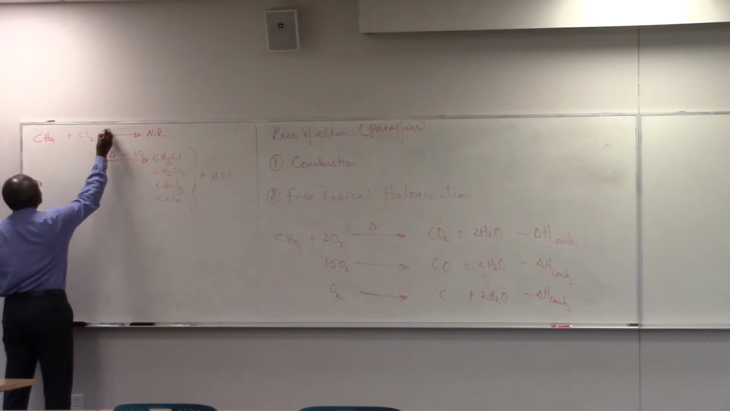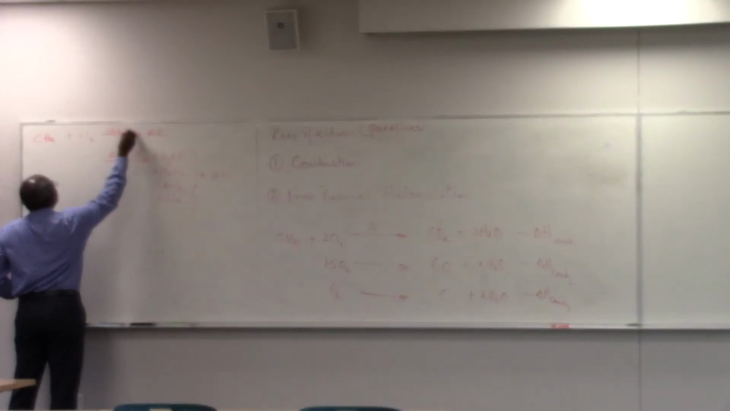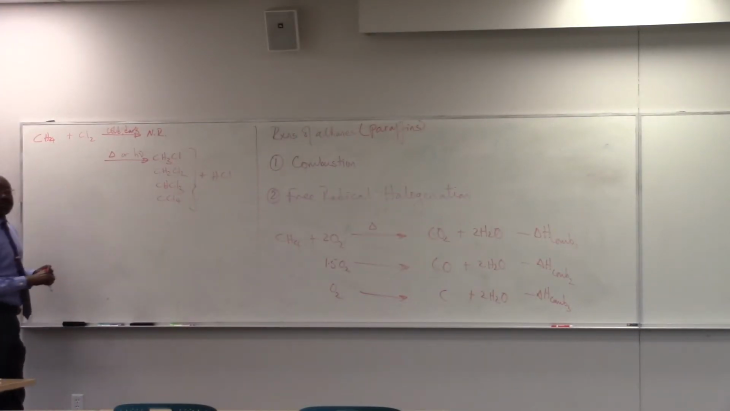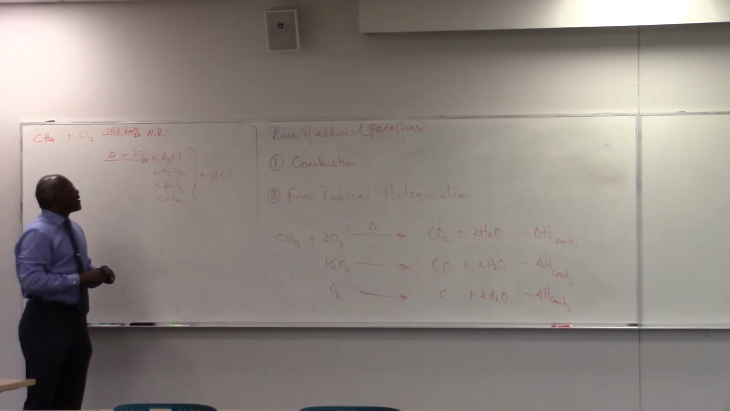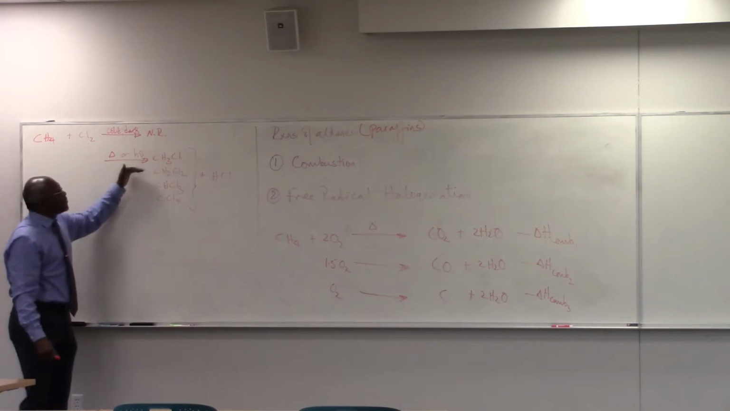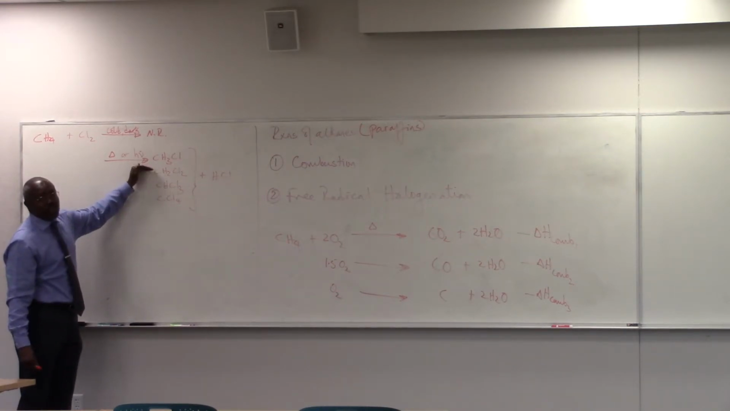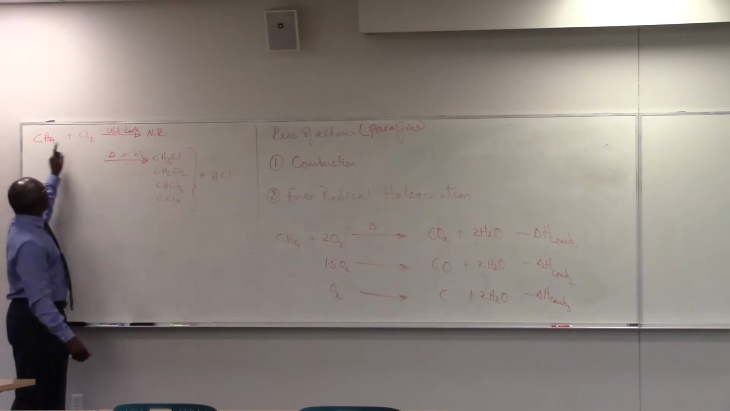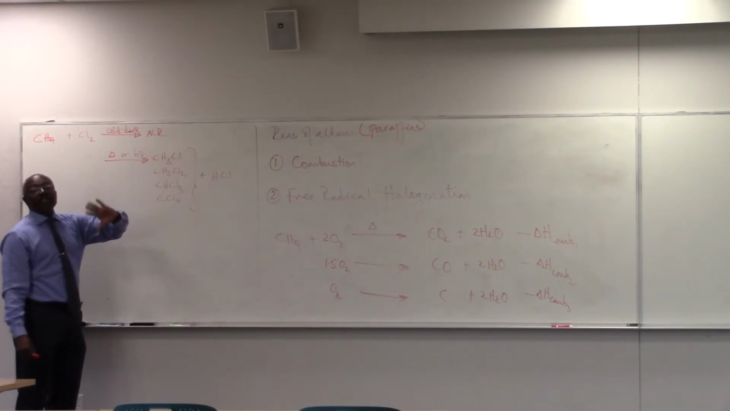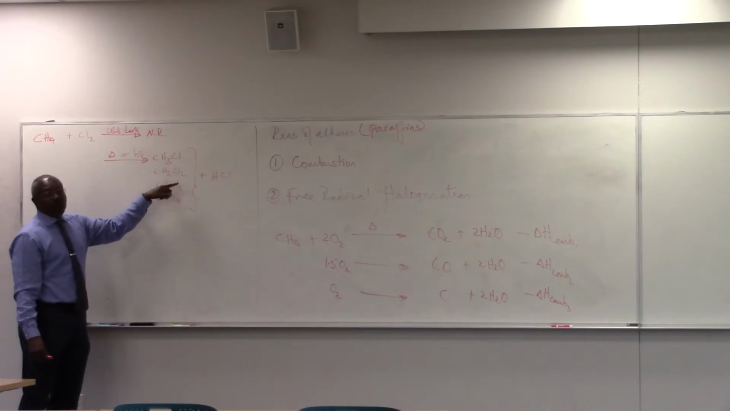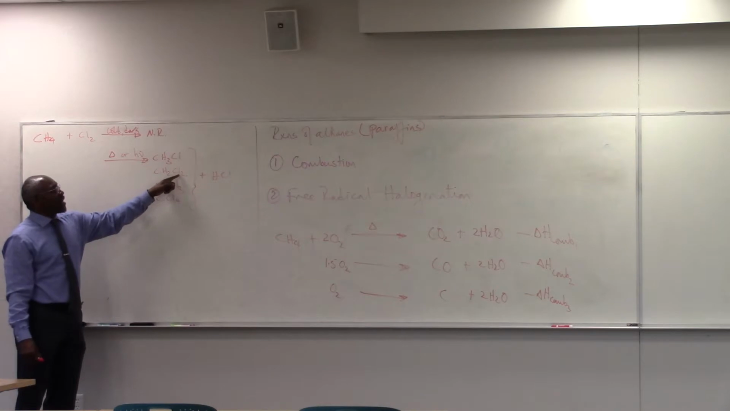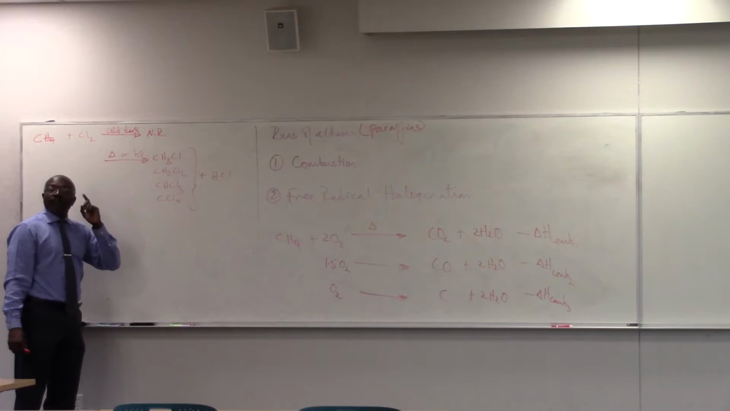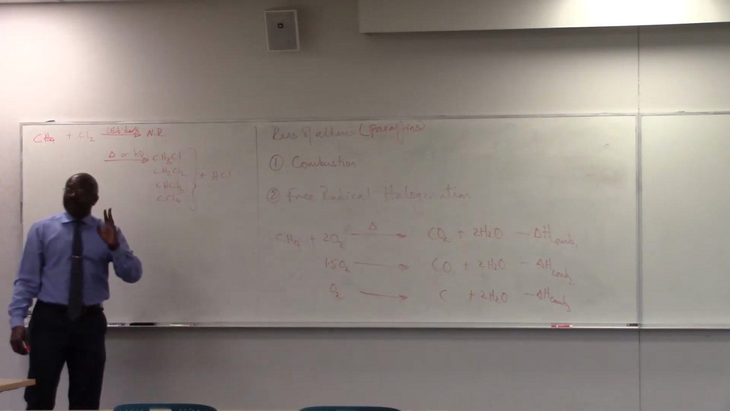So in the cold and dark, there's no reaction. But if I expose the system to light or to heat, then what I get seems to be a sequential replacement of H's by chlorines, the substitution of H's by chlorines. So the first thing that appears is monochloromethane, then dichloromethane, trichloromethane, and then tetrachloromethane. So we want to have an understanding of how this happens.